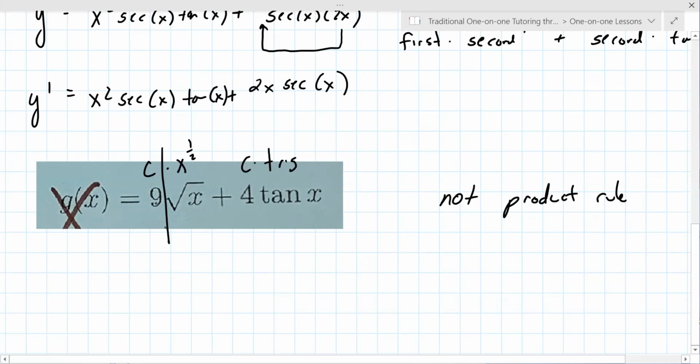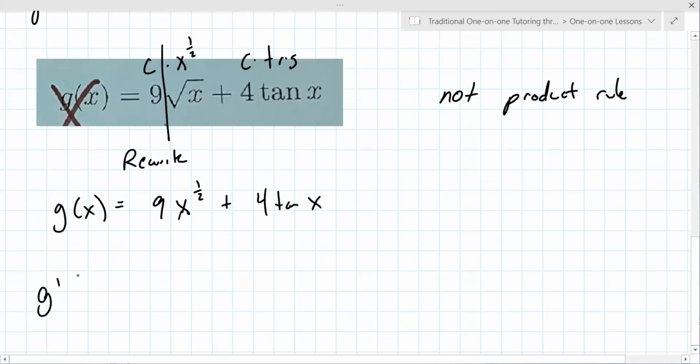Sometimes students do so many product rules in a row, they think that this is a product rule. It's not. And that's why this rewrite step is so important. Because if you write 9x to the 1/2, maybe you say, oh yeah, that's just power rule for tangent x.